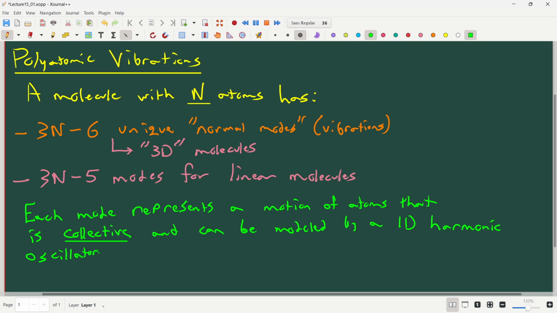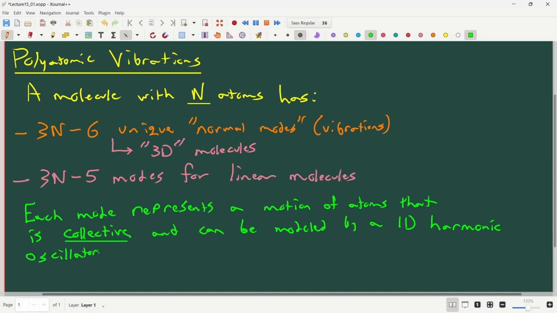When you vibrate, the idea is that a three-dimensional molecule has 3n minus 6 unique coordinates that are linear combinations of all the atomic coordinates. So there are these unique trajectories the molecule can move along and vibrate that are independent from all the other ones. They're all uncoupled.